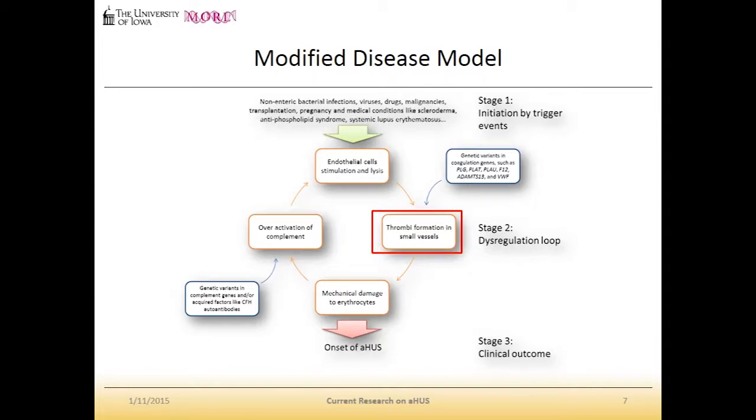Those thrombi will destroy the red blood cells. It will release a chemical compound called heme. Heme is a secondary activator of the complement pathway. So you can imagine there is a dysregulation loop going on. And with this dysregulation loop, finally the patients get the onset of aHUS.